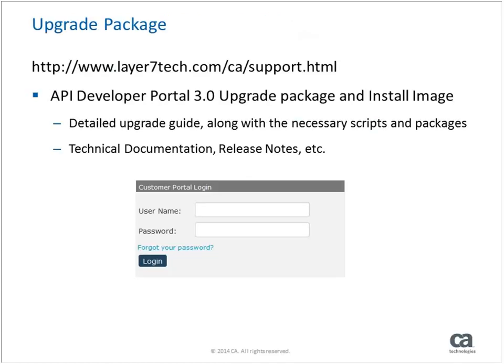So finally, for those of you who have been on API Portal 3.0, you can now upgrade. I'm sorry, this is actually saying API Developer Portal 3.0 upgrade package. That was a while ago. This should actually read API Developer Portal 3.1 upgrade package and install image. They are now available from the URL at the top of the page there. And they come along with a detailed upgrade guide.